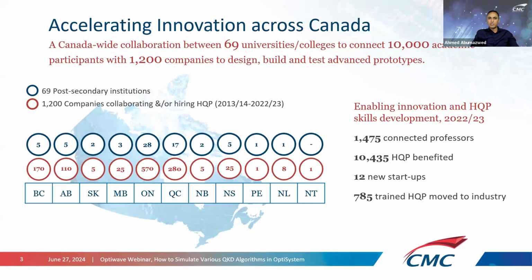CMC manages the collaboration between almost 70 universities and colleges in Canada, connecting 10,000 academic members and 1,200 companies to design, build, and test prototypes in advanced technologies. This slide shows the outcomes, including 785 trained HQP landing jobs in industry, and also the creation of new startup companies. This slide also shows the numbers across the provinces of Canada.